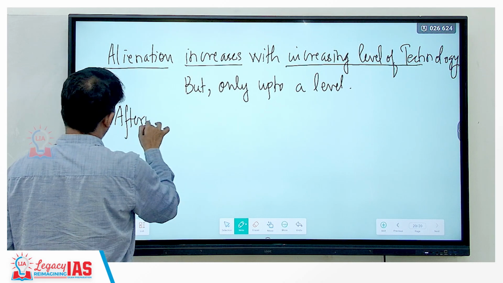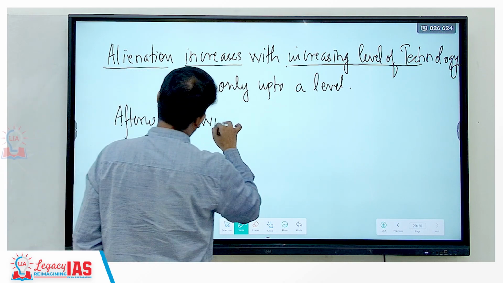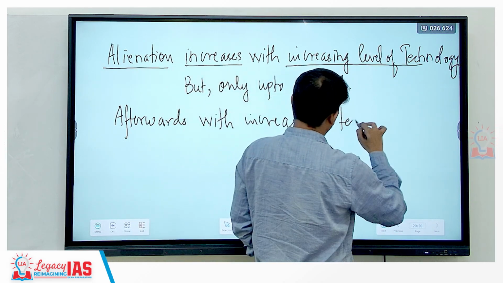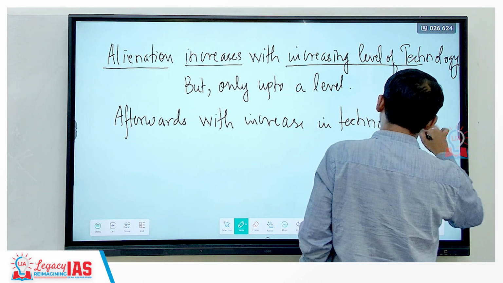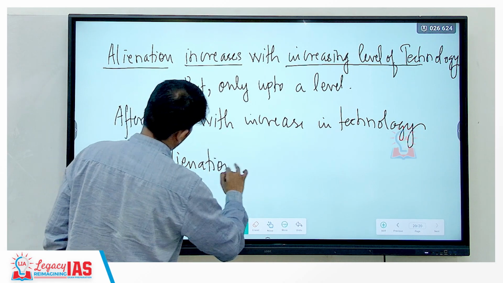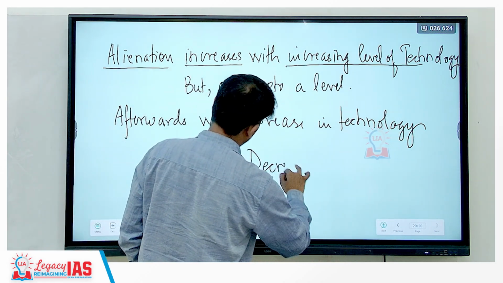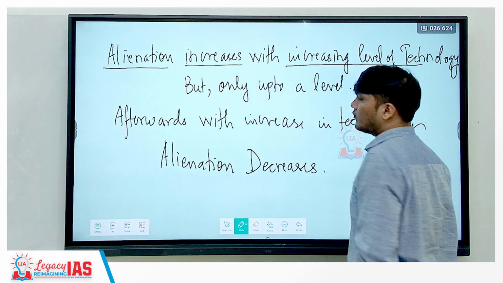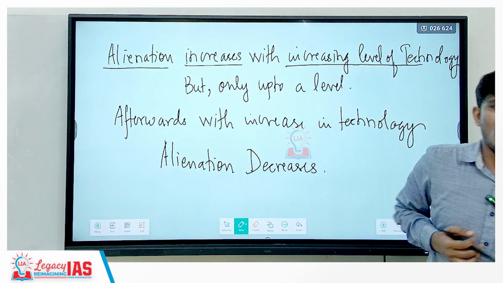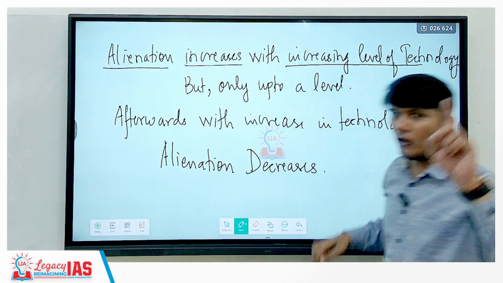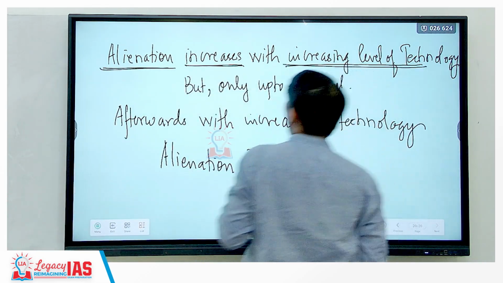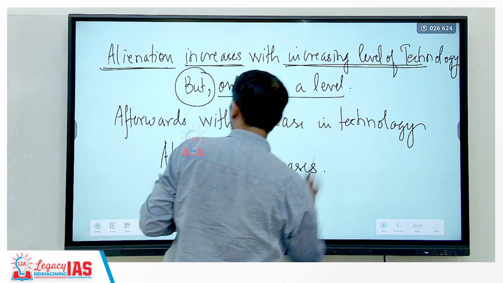Afterwards, with an increase in technology, what will happen? Alienation decreases. This is what Robert Blauner says. First he says it's not a function of the system or capitalism, it's a function of the level of technology. Also there is a curvilinear relation, meaning alienation increases with increasing level of technology, but only up to a level.